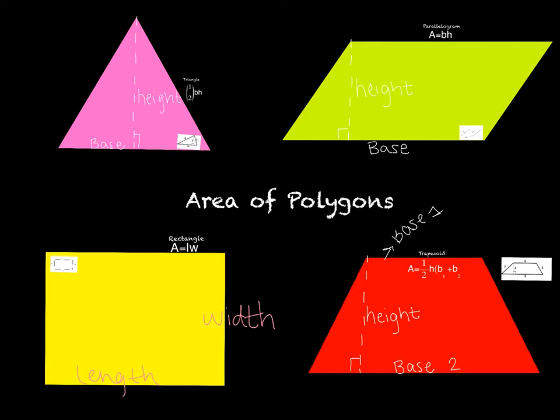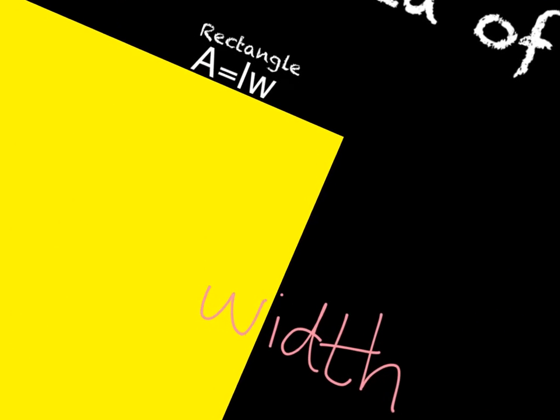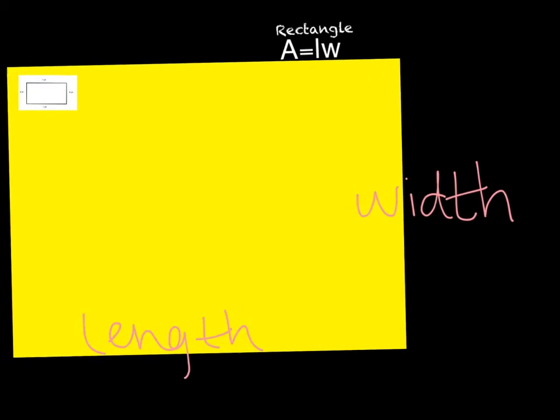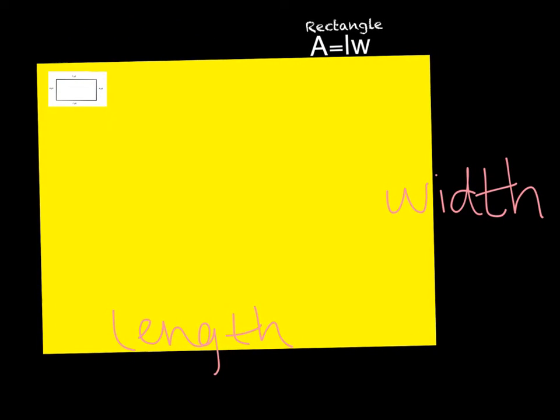The first thing we're going to focus on is the area of a rectangle. Now we see a rectangle is a four-sided figure, and the area is the length times the width. The length being the bottom part of the rectangle, and the width being how wide the rectangle is.